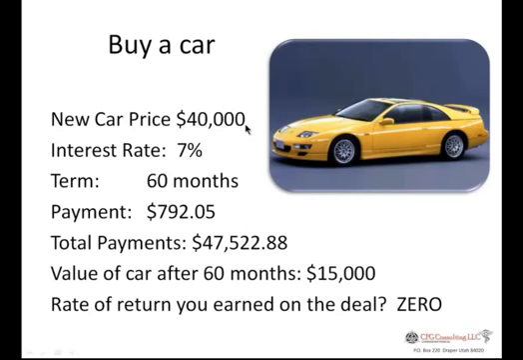Let's say that we buy an asset like a car for $40,000. Well, most of us don't have $40,000 in cash laying around. So what we do is we go to the bank, we negotiate a rate of return and a time frame. So this is a 5-year note, which is the average length for a car. We get a 7% interest charged on this, and they come up with a payment. So let's say that we have a payment of $792. For 60 months, we will pay a total of $40,000 or $47,522.